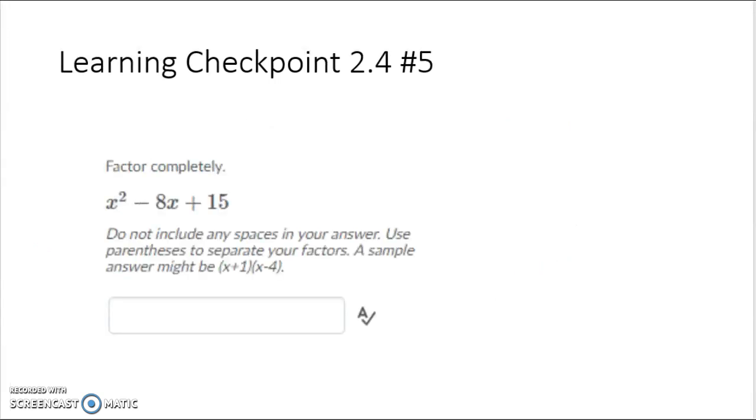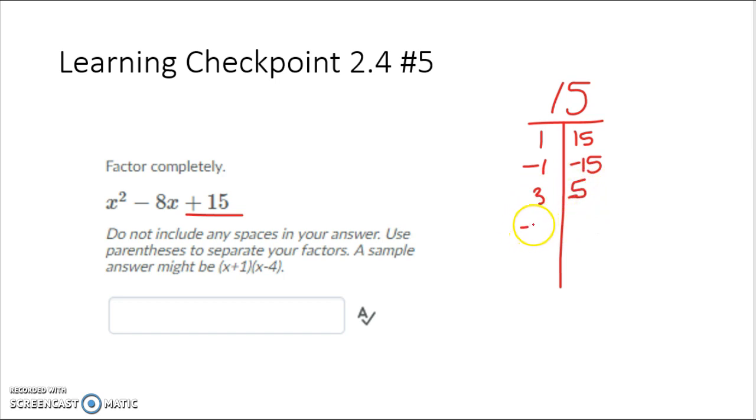The last question says factor completely. And again, same idea. We are going to be looking for factors of positive 15 that add to give us negative 8. So I'm going to set up the factor tree for you. 15 is positive, so I can do a positive times a positive or a negative times a negative. And there aren't very many ways to do this one. So there are your 4 possible sets of values, and you're going to find the set that would add to give negative 8.